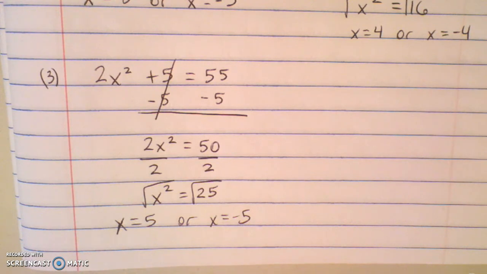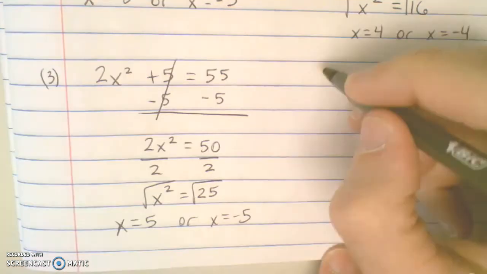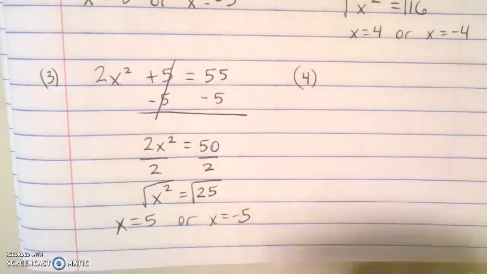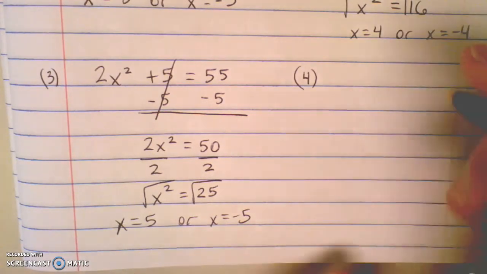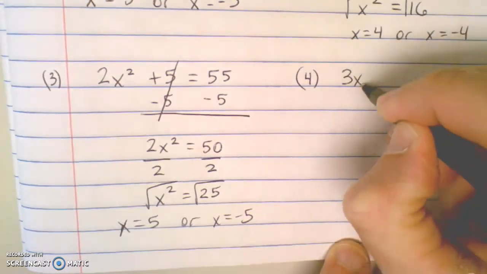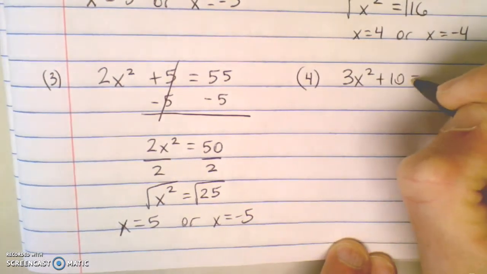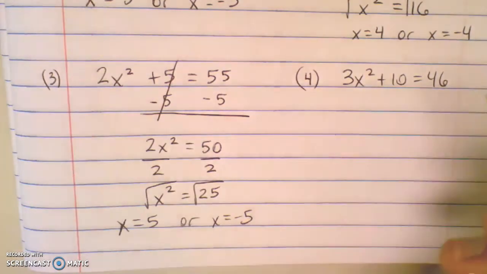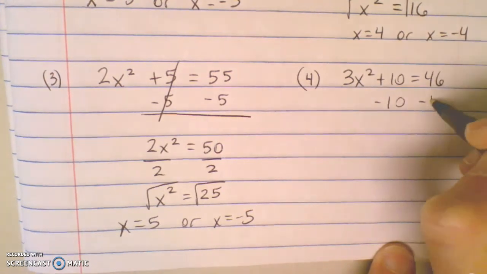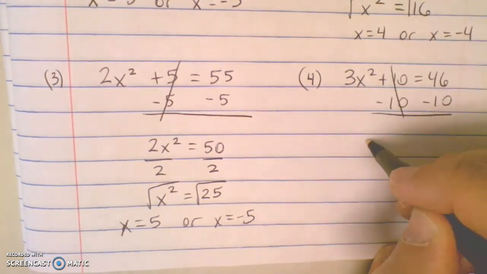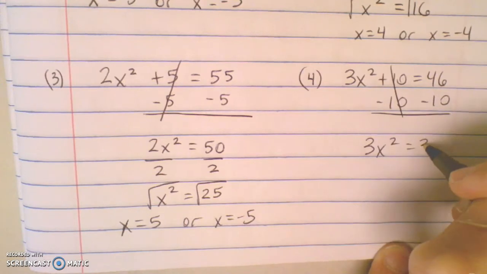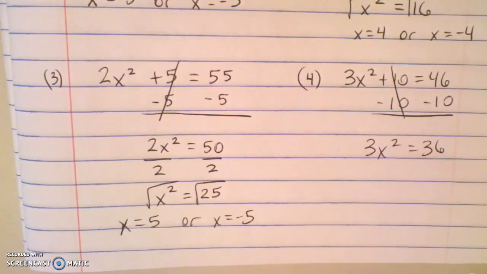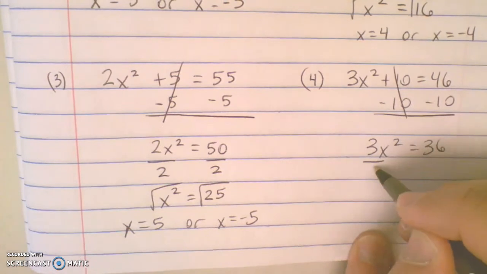Let's look at one more example. Let's say I gave you 3x squared plus 10 equals 46. We're going to follow the same steps to undo. We're going to subtract 10 on both sides. So I get 3x squared equals 36. Divide both sides by 3.